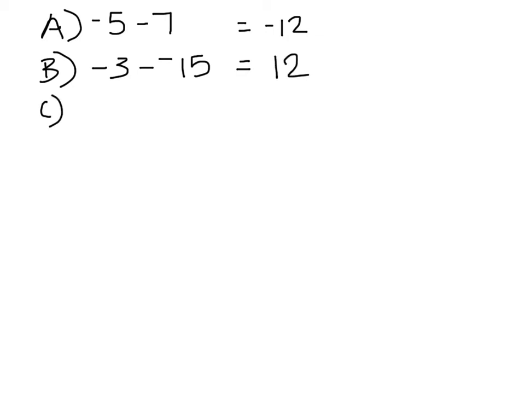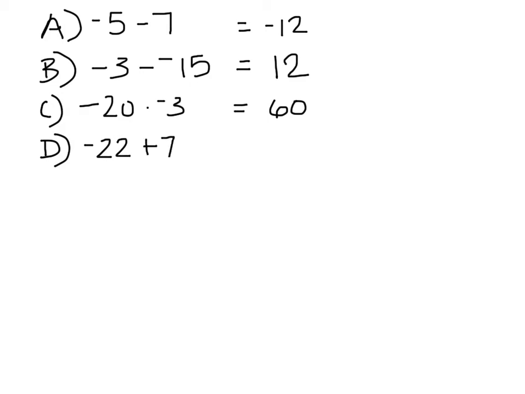C, -20 times -3. -20 times -3. And you get a +60. D, -22 plus 7. -22 plus 7. And that's equal to a -15.